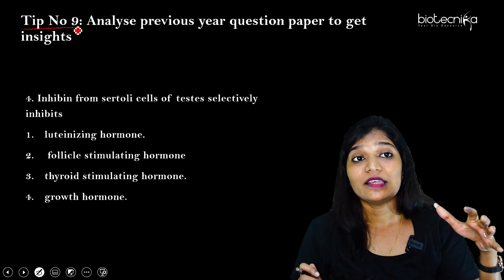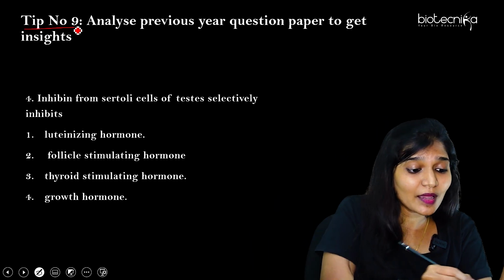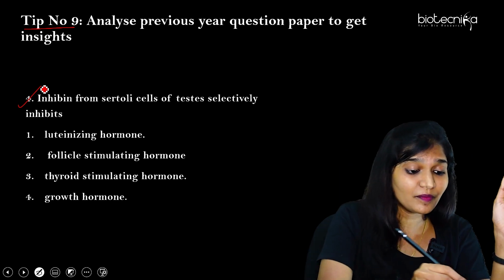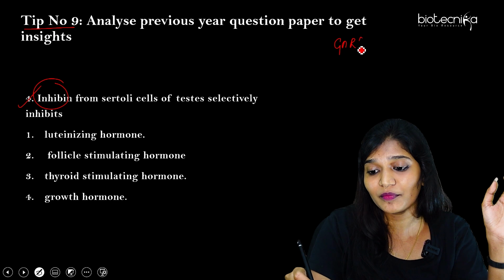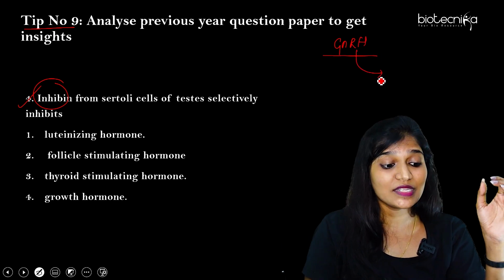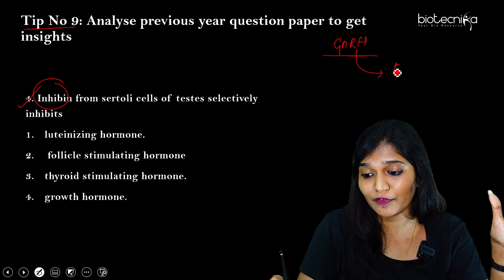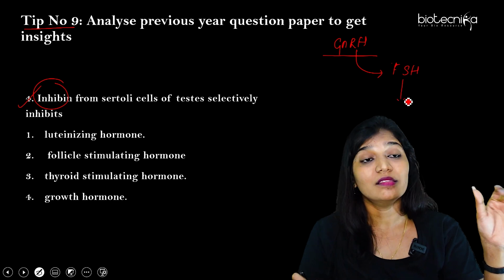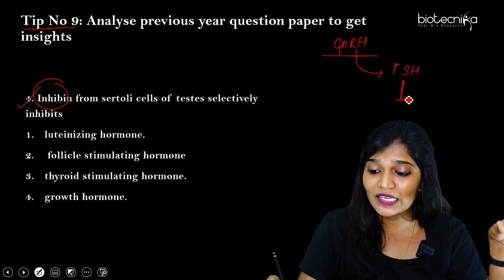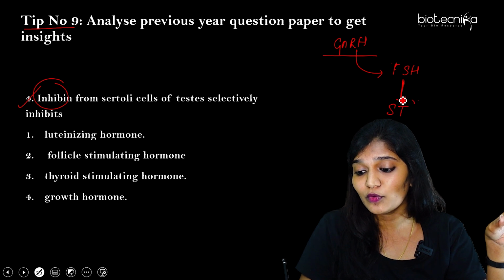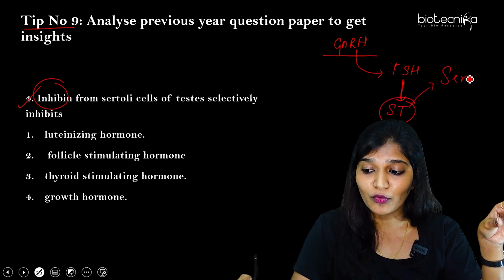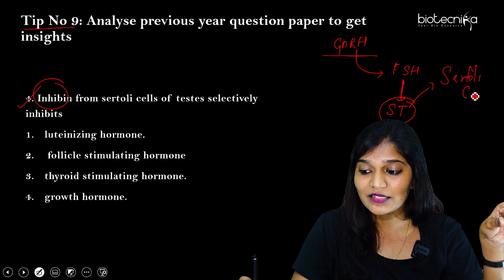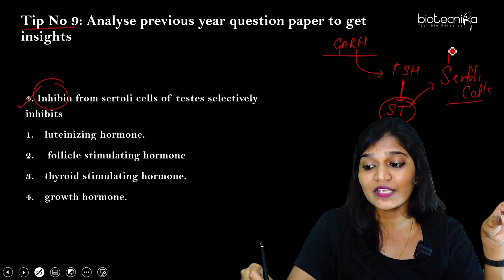Tip number 9, analyze previous year question paper, the same one. I'm going to give you another example, inhibin. So we know about inhibin, we know gonadotrophin releasing hormone from the hypothalamus is going to secrete a very important hormone, which is going to be follicle stimulating hormone, and this is going to stimulate the seminiferous tubules, and this seminiferous tubules we'll be talking about Sertoli cells, and this Sertoli cell is going to produce inhibin.